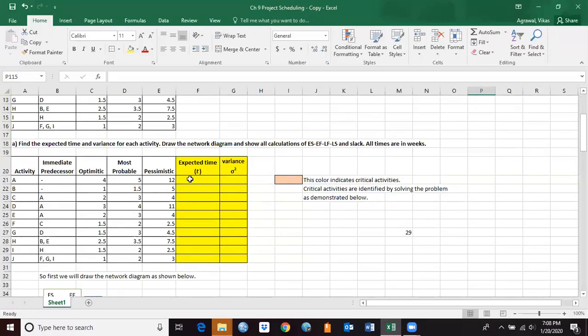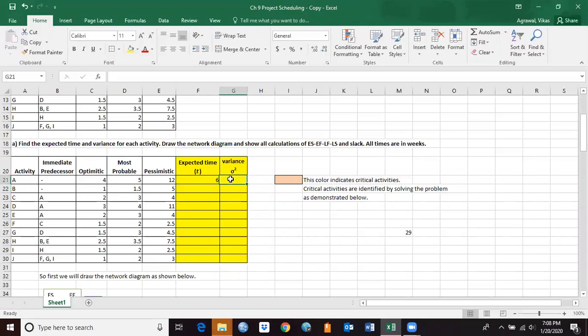Now here we will find the expected time, which is given by the formula equals optimistic time plus 4 times most probable time plus pessimistic time, whole divided by 6. And I need to open the parenthesis here. So that should give us 6 weeks. That's the expected time. That's the mean. That's the average expected time for activity A.